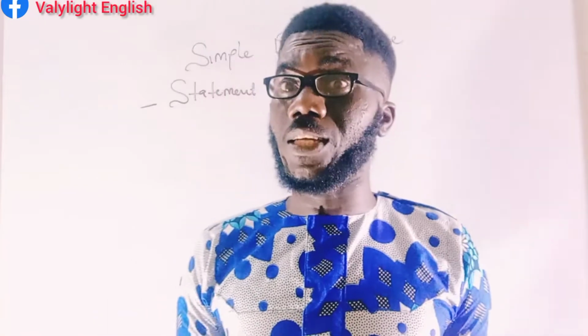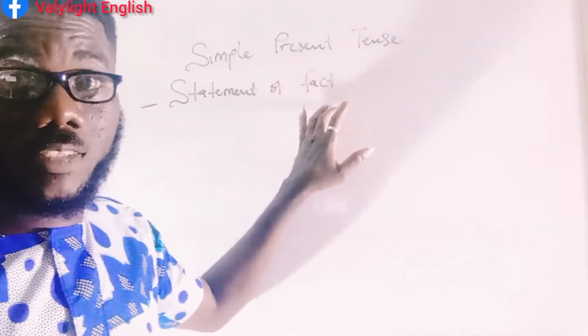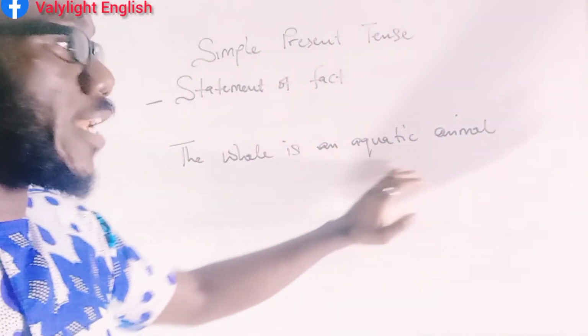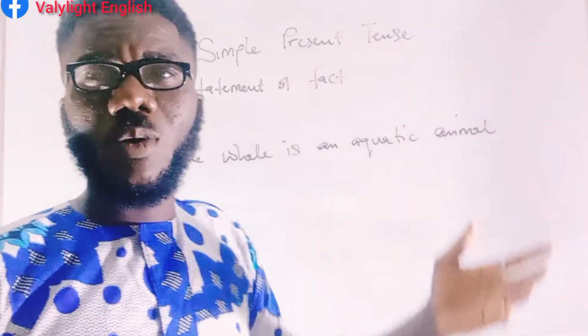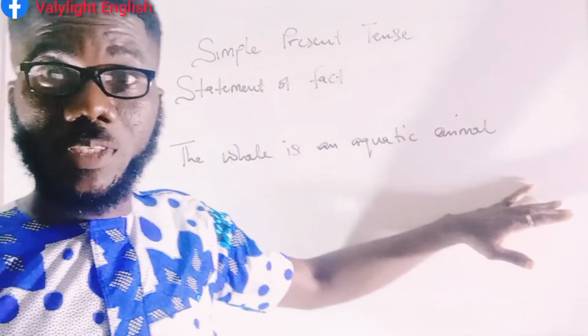Whenever you make use of the simple present tense, there are ideas that you communicate. The first one is statement of fact. You use the simple present tense when you state something that is a fact. Take for instance when a person says that the whale is an aquatic animal. What you have here is a fact, and that is why this sentence appears in the simple present tense form.